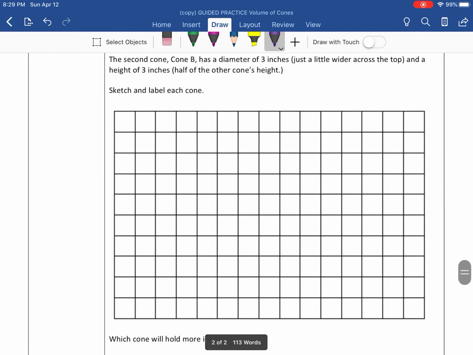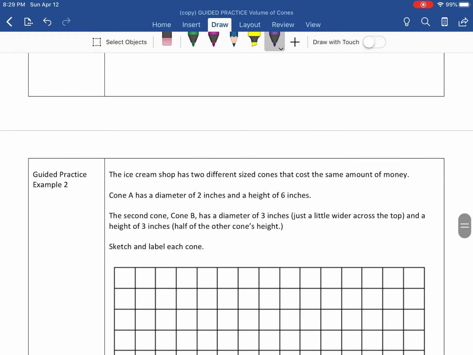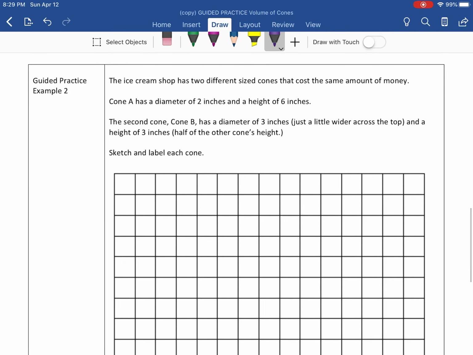And the last one that we're going to do today before you start on your worksheet: the ice cream shop has 2 different sized ice cream cones that cost the same amount of money. Hey, you know what's good about e-learning? After this problem, if you have ice cream at home, you can go eat some.